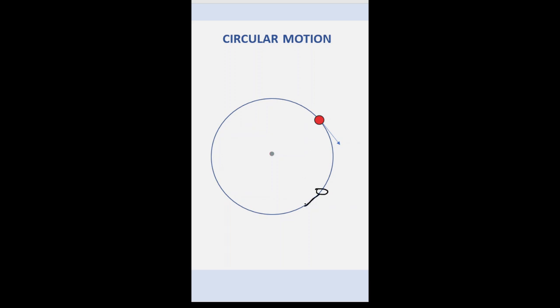At this point, the velocity is this side. At this point, the velocity is this side. So the velocity direction is always changing, hence the velocity is changing.